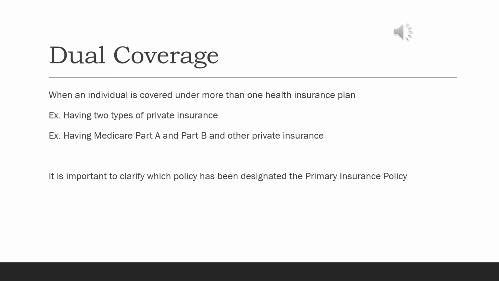Now, it is possible for an individual to be covered under more than one health insurance plan, and this is often called dual coverage. So having either two types of private insurance or having Medicare Part A and Part B and other private insurance. So the main thing to consider when you come across anyone with more than one health insurance plan is which one do they designate as their primary insurance policy, because that's where health providers go first.